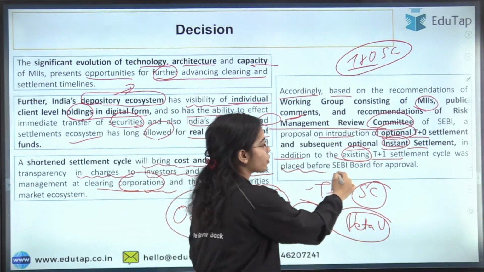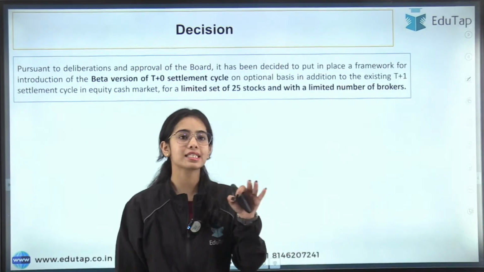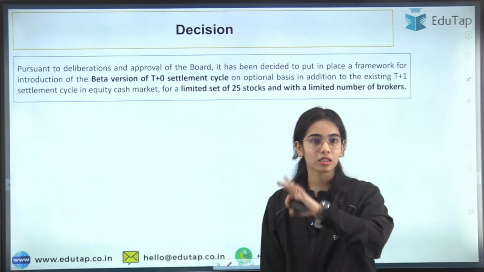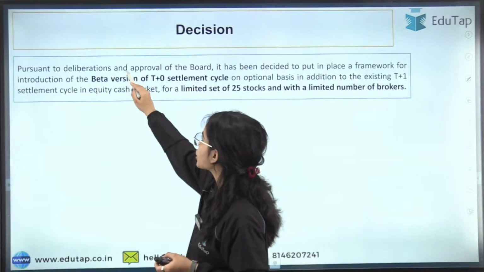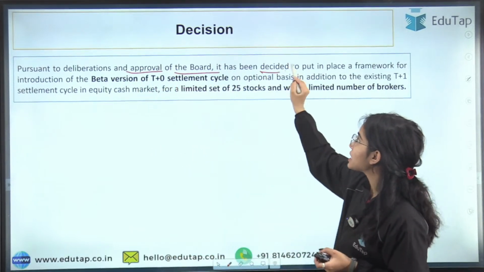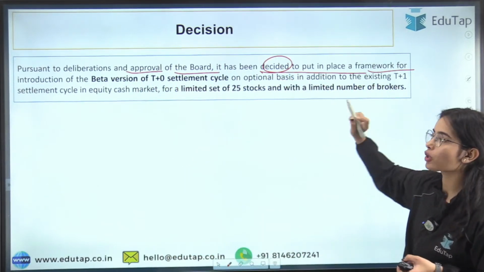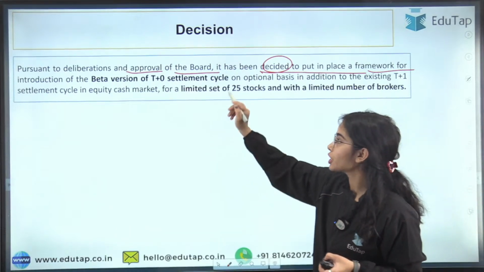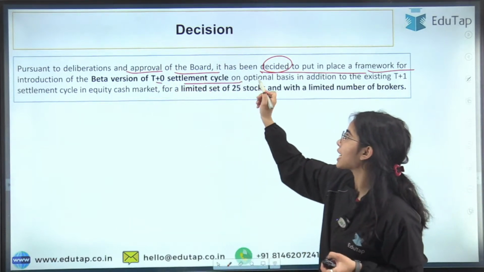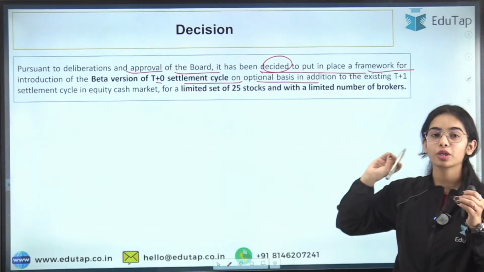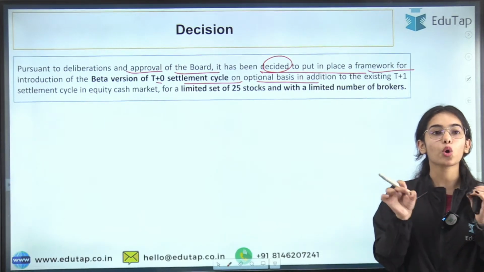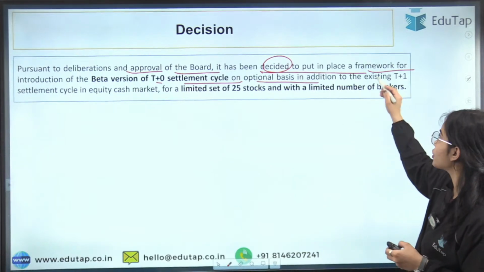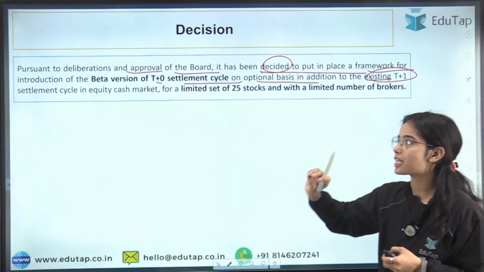This was placed before the SEBI board for approval, and the SEBI board has given the go-ahead to this proposal. So pursuant to deliberations and approval of the board, it has been decided to put in place a framework for the introduction of the beta version of the T+0 settlement cycle on an optional basis. This is in addition to the existing T+1 settlement cycle.